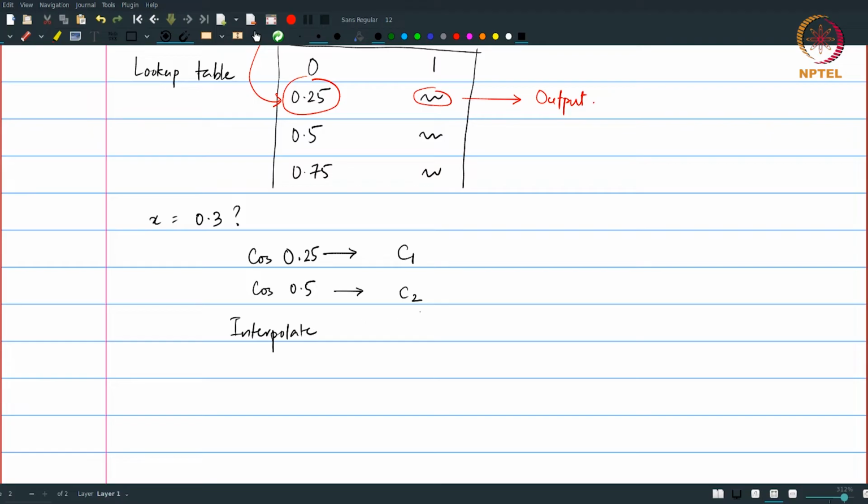One possibility might be to say, assume that I have at 0.25 a value C1, at 0.5 a value C2, and I just say that the value at 0.3 is going to be a linearly interpolated value between these two. Alternatively, I could choose some kind of a more complicated interpolation technique.